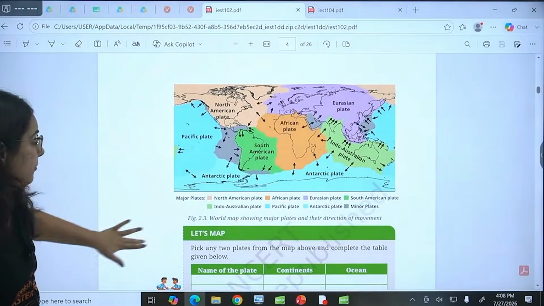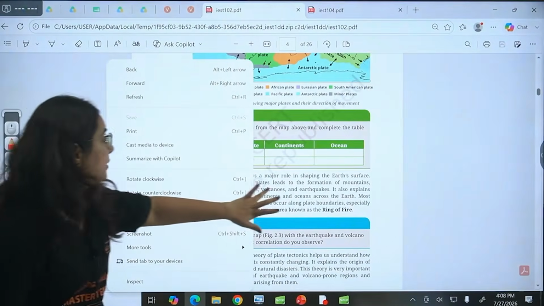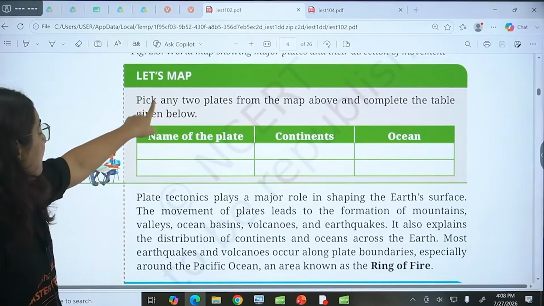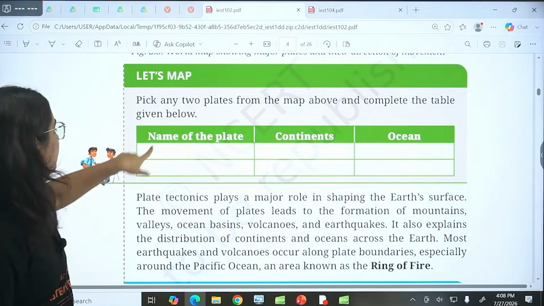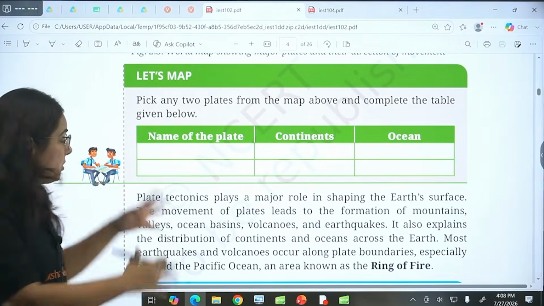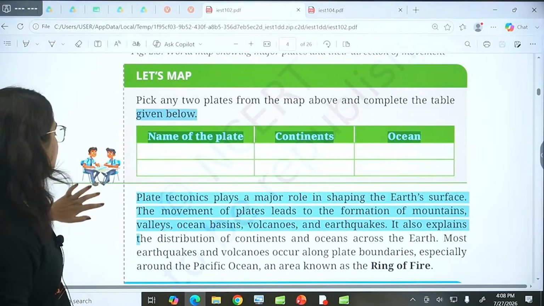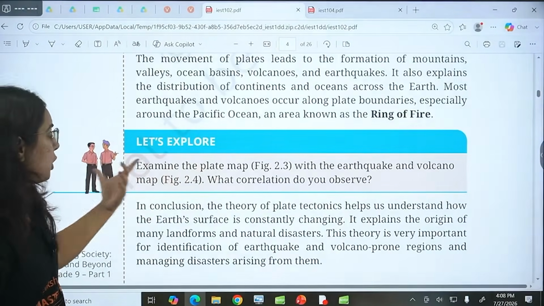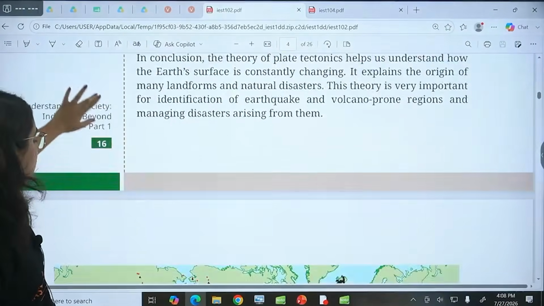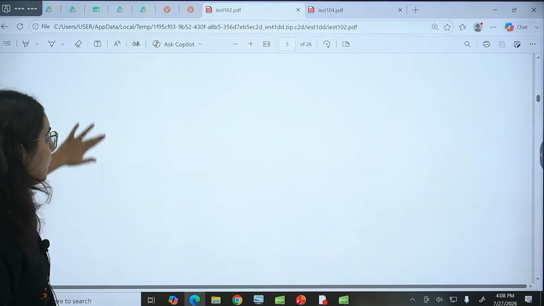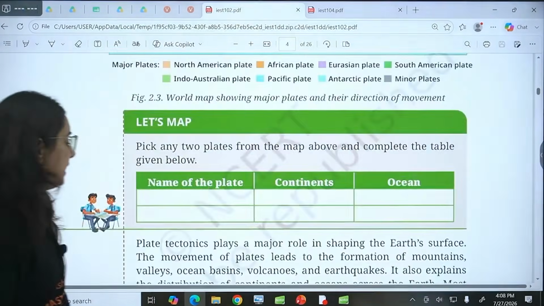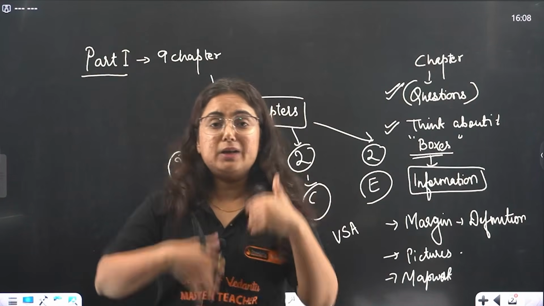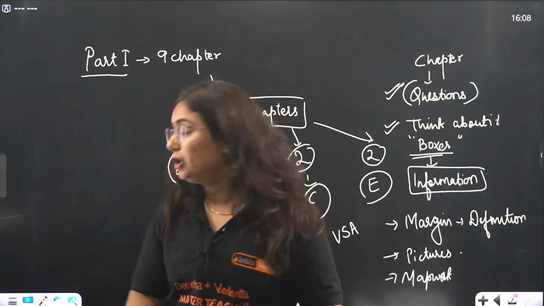Yes, this type of map work is very, very important. Whenever an activity is given to you regarding let's map, pick any 2 plates from the map above and complete the table. You have to do it because this is being added in a way that if a question comes in exams, you can understand it. Examining the plate map, again the question is given. Do not forget all those let's explore, map work and things that are added in our NCERT. And I hope that whenever you will be reading your NCERT, you will have a new approach.